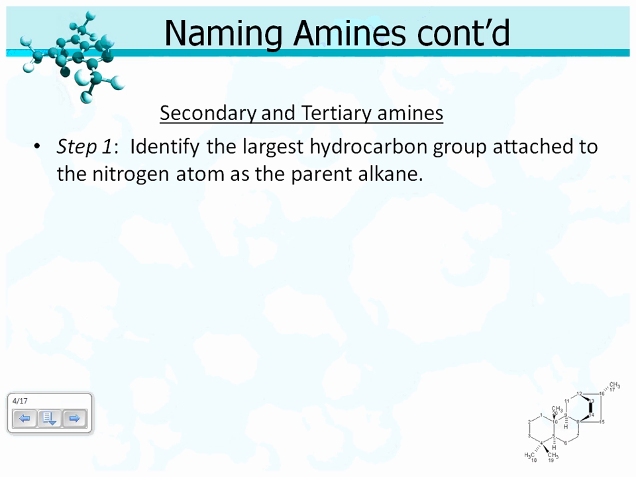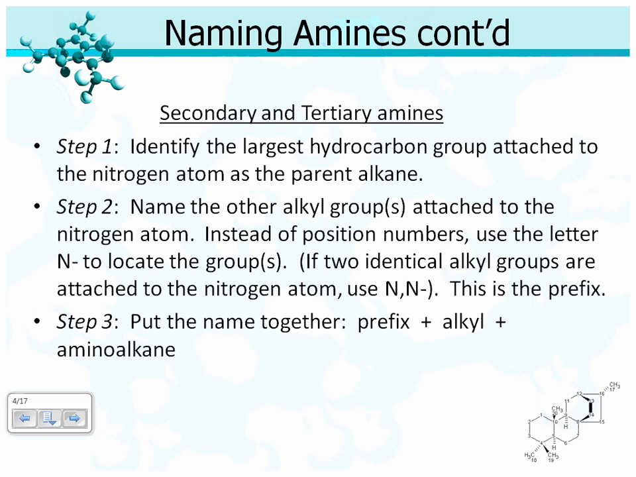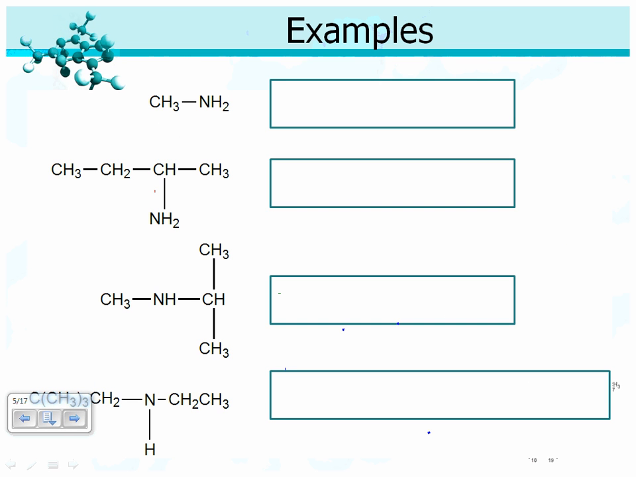You identify the longest hydrocarbon group that's attached to the nitrogen atom. That's your parent alkane. Step 2, you name the other alkyl groups attached to the nitrogen atom. But instead of position numbers, you're going to use the letter N to locate the group. So the N tells me that that branch is located off of nitrogen and not off the main chain. If you have 2 identical alkyl groups, you're going to use N,N, same as when we did 1,1-dimethyl. So we put the name together: you have your prefix plus your alkyl chain and then the whole amino alkane. So let's do a few examples here.